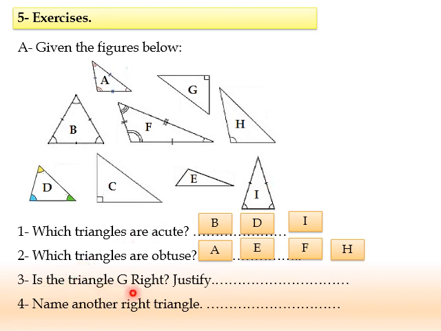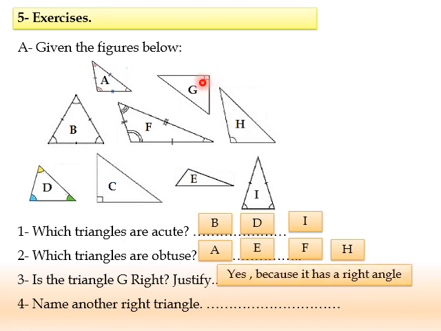Now, is the triangle G right? This is triangle G. Can we classify it as a right triangle? Here it has a right angle. So, yes, G is a right triangle because it has a right angle. Name another right triangle. Which triangle here other than G has a right angle? It's angle C. So triangle C is right.